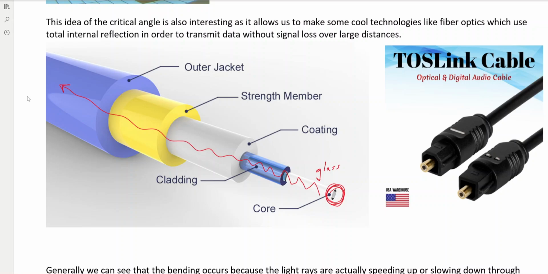If you want to see this happening, the cheapest way, residentially, with what you can buy, is a Toslink cable. Toslink is optical audio.